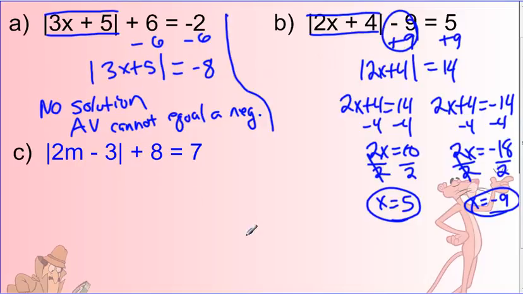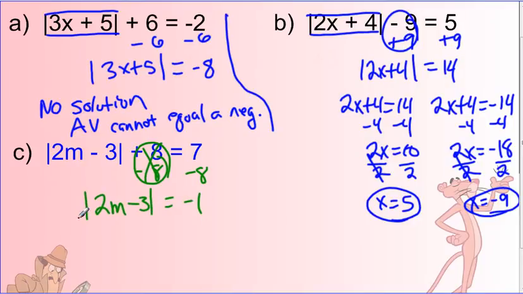Okay, so let's see. We'd have to start by getting the absolute value by itself. I'm going to get rid of this plus 8 by subtracting 8. These cancel. Absolute value of 2m minus 3 equals a negative 1. The absolute value is by itself equaling a negative. That cannot work. Absolute value cannot equal negative. So this problem has no solution.